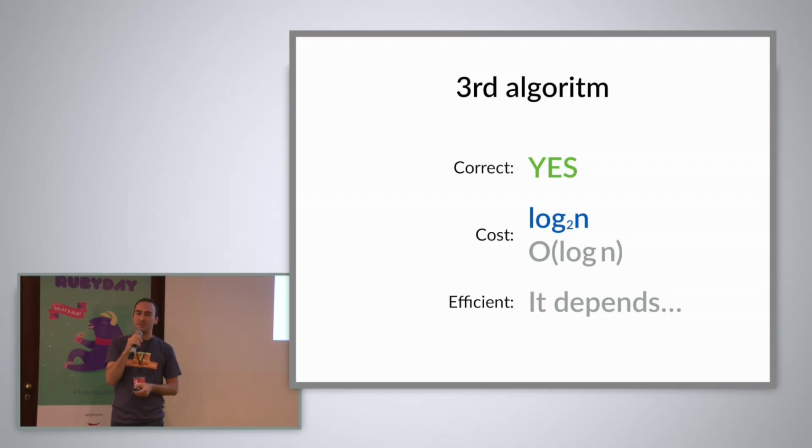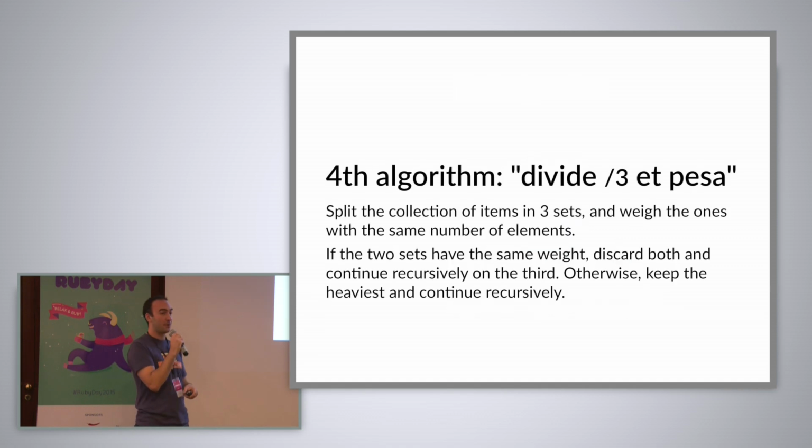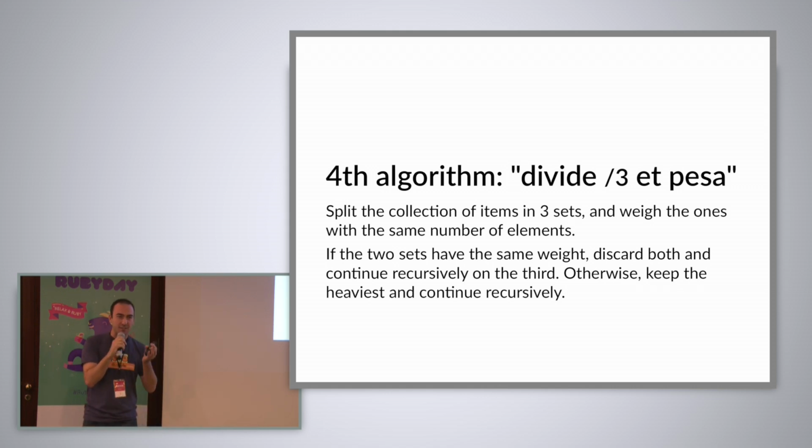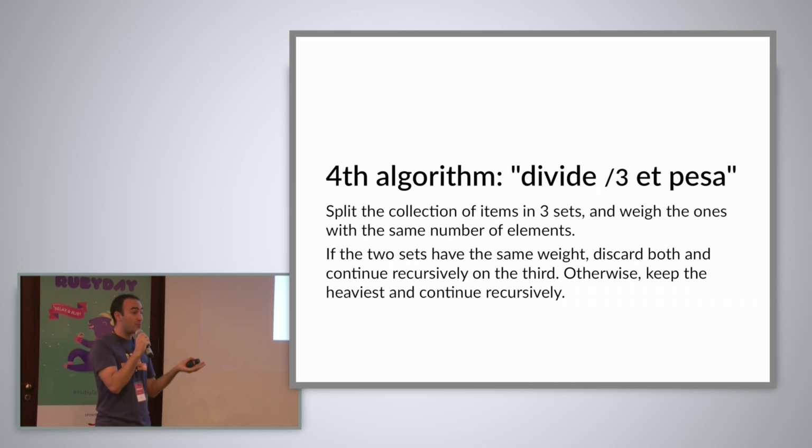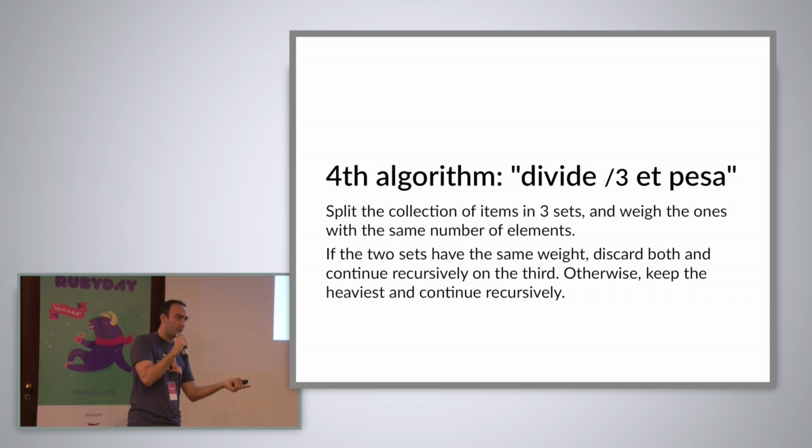Okay. The right answer is depends. Depends on what? Well, it depends on the fact that you might be surprised we have a 4th algorithm. And the 4th algorithm is a little bit more clever than the 3rd one. What the 4th does is that you split the collection in 3 groups this time, okay? You weigh only 2 of them, the ones with the equal number of items. And if they have the same weight, well, clearly the poison one is not there. So you can discard both, and you keep the 3rd. If one of them is heaviest, that means that the poison one is there. And so you discard the one you are weighing that is lighter and the 3rd one.